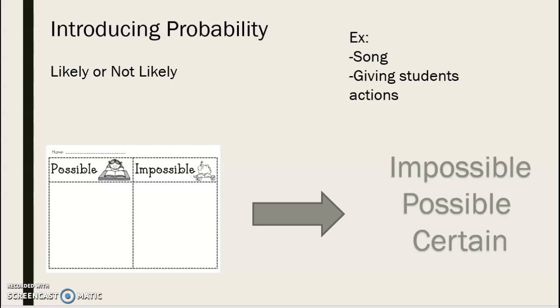And then moving on to a more challenging one, which is impossible, possible, and certain. Students will decide what things are possible, what things are impossible, and what things are for sure. The activity the book gave for this one was giving students different actions during the day. For example, will you be in bed by 9 o'clock? Students will decide if that was going to be impossible, possible, or certain for them, based on their own experiences.